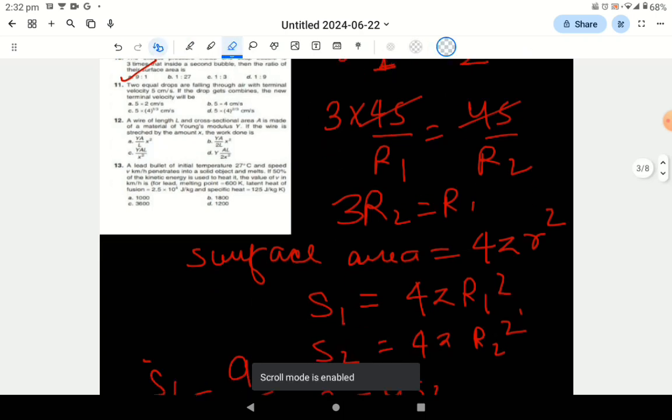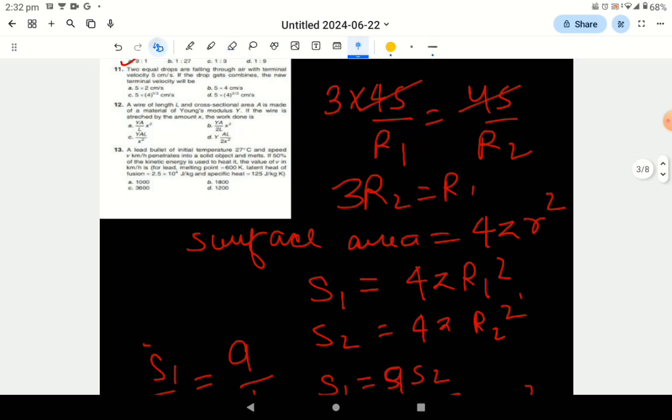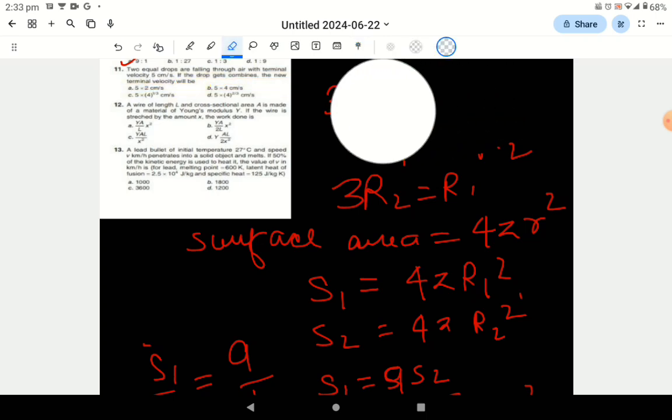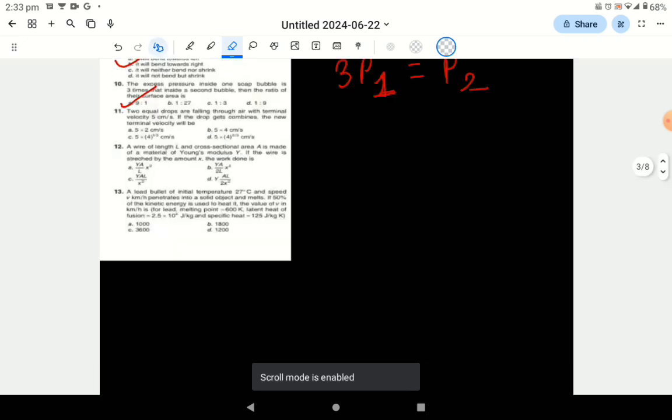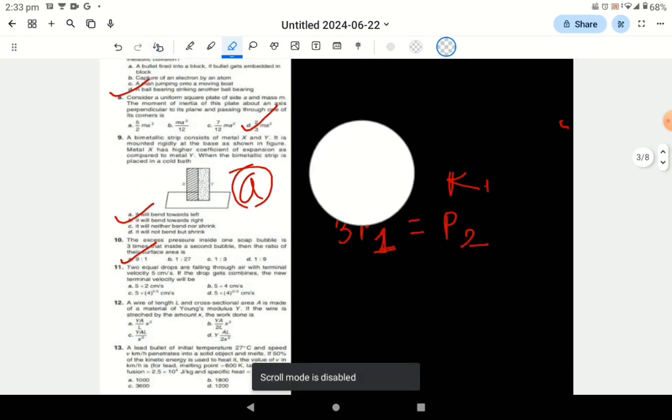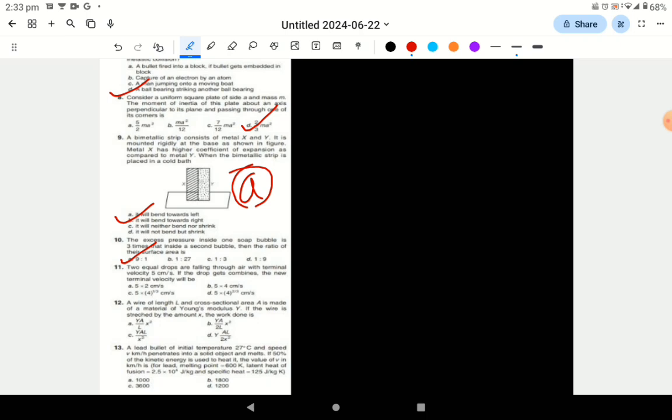Yeah. Let's move on to question number 11, which is two equal drops are falling through air with terminal velocity 5 centimeter. The drops get combined, the new terminal velocity will be. Okay, let's delete all of this first. So the terminal velocity for each drop is 5 centimeter per second.